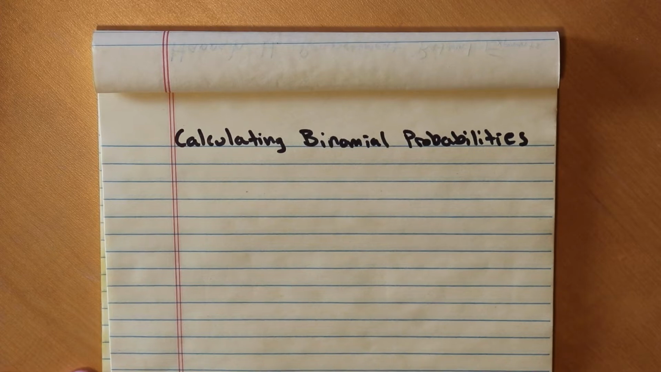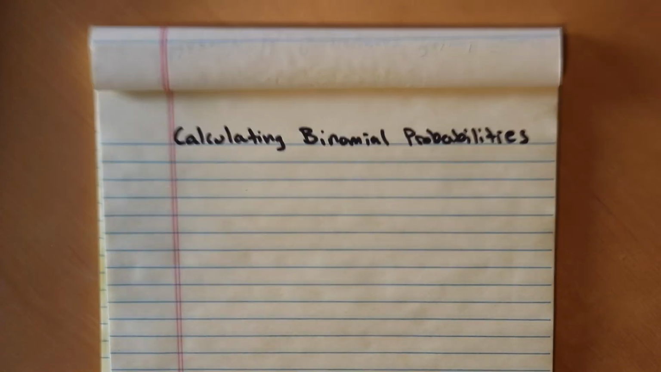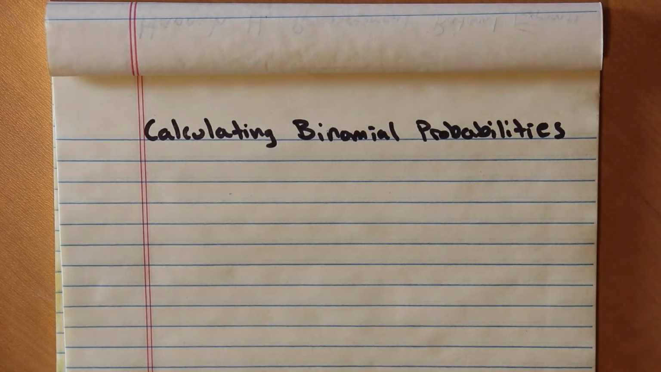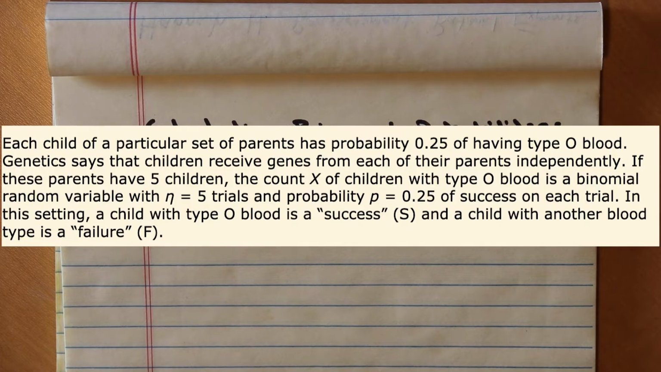So let's take a look at an example of how to calculate binomial probabilities once we've established that something is indeed a binomial random variable. We're going to go back to the blood type setting since we already established that it is a binomial random variable. So here it is again. Each child of a particular set of parents has a probability of 25% of having type O blood. Genetics say that children receive genes from each of their parents independently. If these parents have 5 children, the count X of children with type O blood is a binomial random variable with n equals 5 trials and a probability of success of 25%.